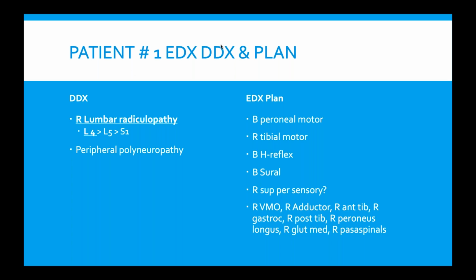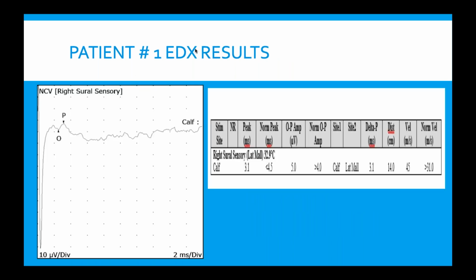So here are his initial results, and we can look at the waveforms, and not great, but still able. It was a reproducible sensory response. And the latency was well within normal. Amplitude was on the lower side, but again, he's a little bit older, so that's acceptable. So the right sural nerve checked out pretty good.